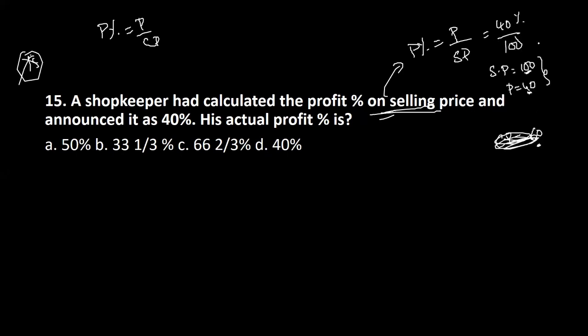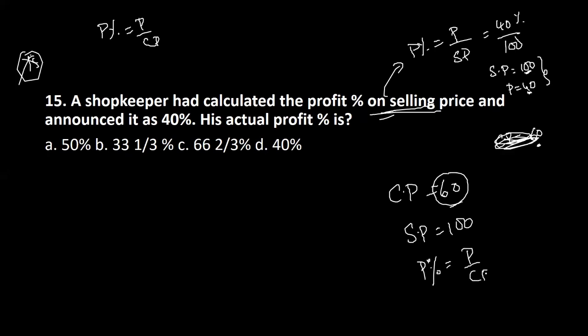Okay, if the selling price is 100 and the profit is 40, then the cost price will be 60. Now, if the cost price is 60 and the selling price is 100, you're checking what the actual profit percentage is.